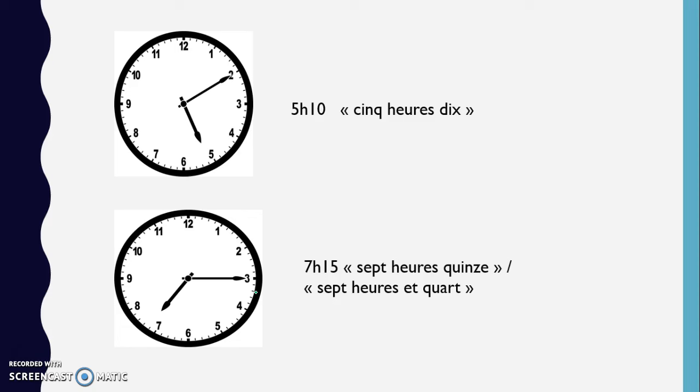If there are any minutes to account for, then we just throw them in right after the heure. So if it were just purely 5 o'clock, we would say 5 heures. But here it's 10 after, so we need to account for these 10 minutes. So we say 5 heures 10, 5:10. If it were 5:11, 5 heures 11.